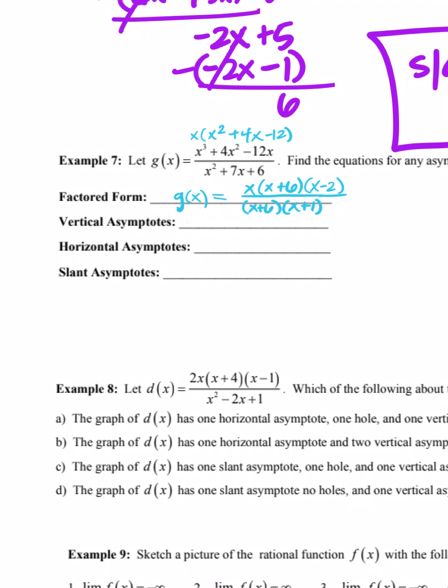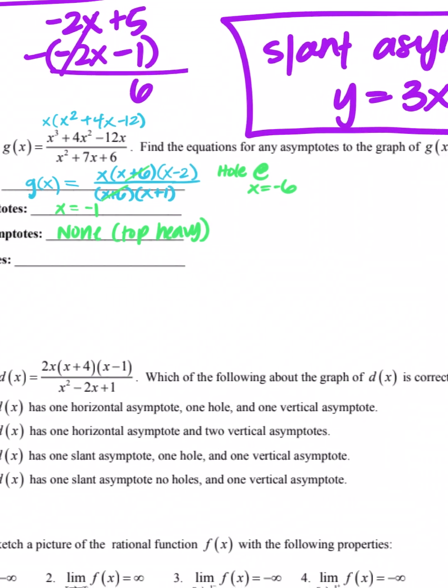So here we can see the x plus 6s are going to cancel out. So there isn't a spot for it, I'm just going to add it over here. We know there's a hole at x equals -6, which means there's a vertical asymptote at x equals -1. There is no horizontal asymptote. I'm just going to say none because it's top heavy. And the slant asymptote we will find from the long division, which I'm going to do over here.